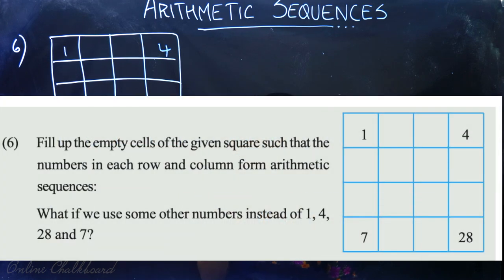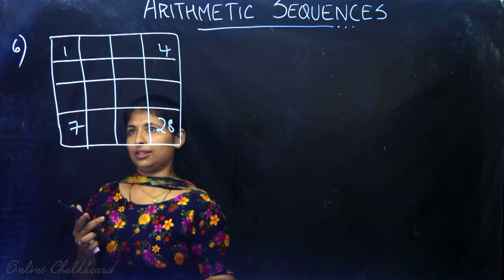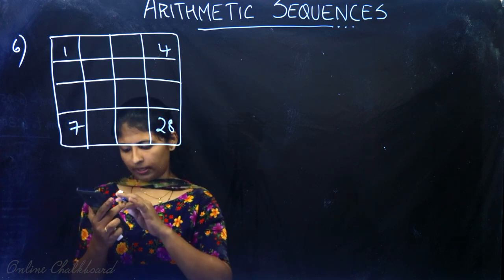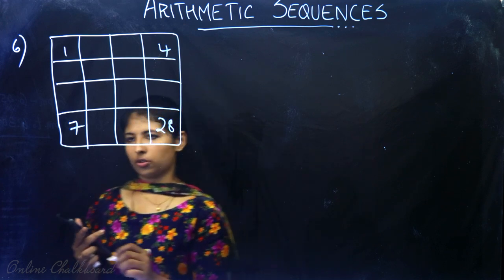The question says to fill up the empty cells of the given square such that the numbers in each row and column form an arithmetic sequence. So, in this question, we have arithmetic sequences in a box form. Now, let's look into the first row.